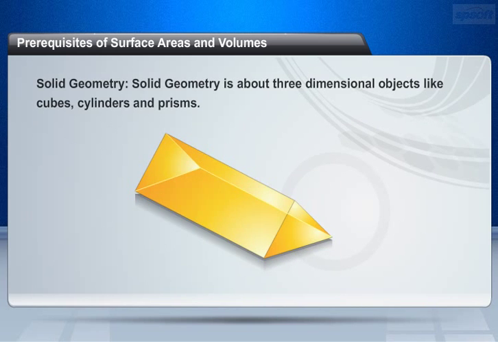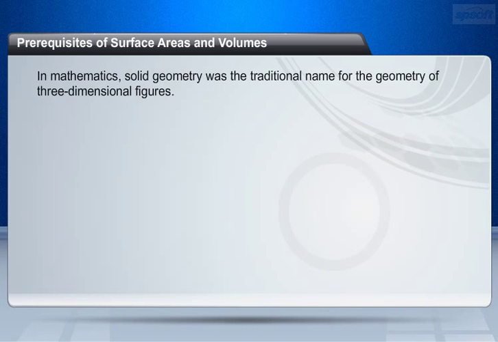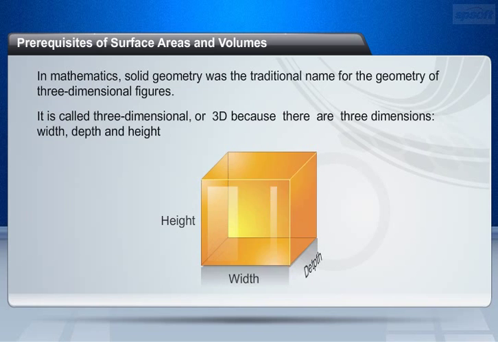Solid geometry. Solid geometry is about three-dimensional objects, like cubes, cylinders, and prisms, etc. In mathematics, solid geometry was the traditional name for the geometry of three-dimensional figures. Solid geometry is called three-dimensional or 3D because there are three dimensions: width, depth, and height.